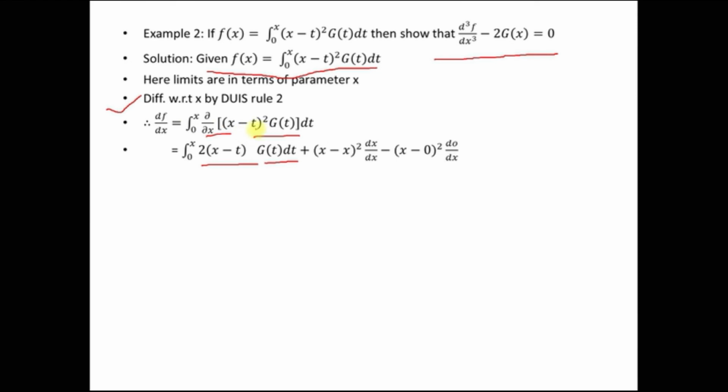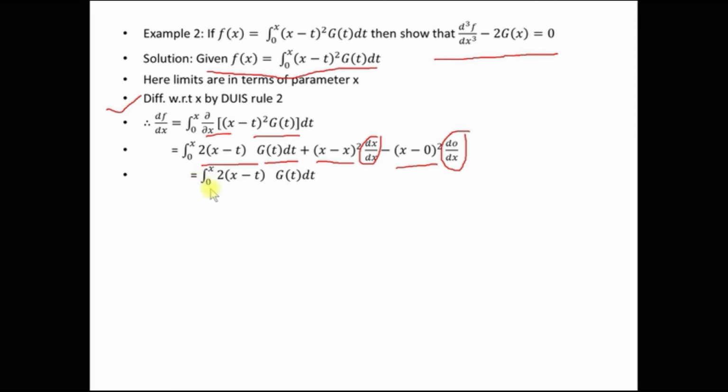So in place of t, when we replace x, it will become x minus x bracket square, and we are going to differentiate that upper limit with respect to x. Okay, then minus of, we put the lower limit in place of t, so it will become x minus 0 bracket square, and we differentiate that lower limit with respect to x. Okay, so let's simplify what it will become.